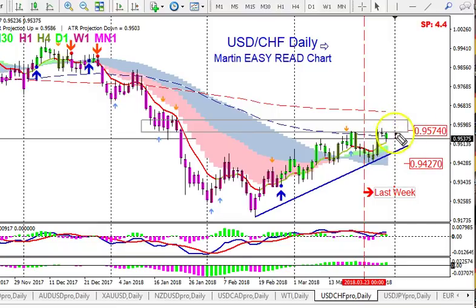And in this case, I've got a bit of a tight upward level here. You could possibly look at buys above 0.9574 if you think price is going to go higher. If you think price is going to go lower, then below 0.9427.